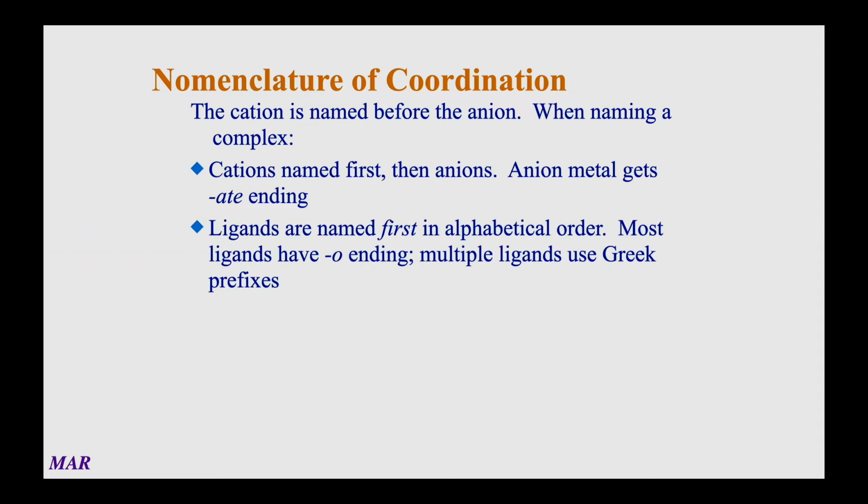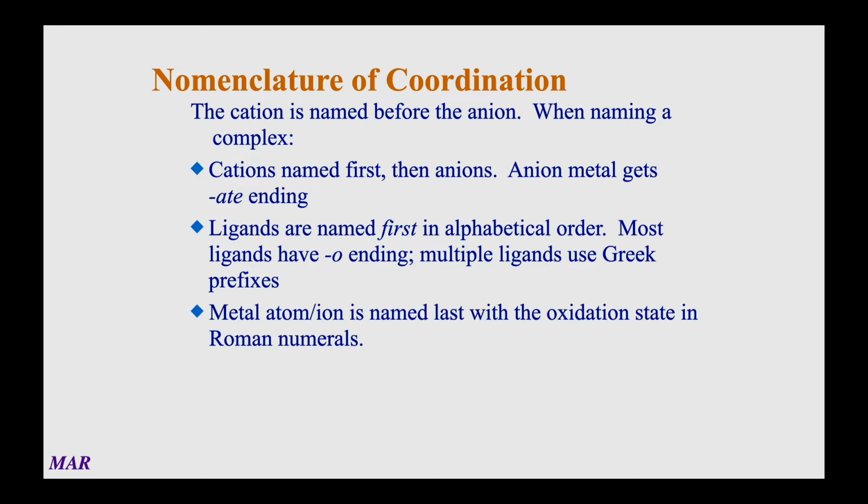Ligands are named first in alphabetical order, so ligands before the metals, all right? Most ligands will have an O ending, but if you have multiple ligands, you have to use Greek prefixes, di, tri, stuff like that. The metal atom or ion is always named last, and the metals always have the Roman numeral oxidation state following them. That's not always the case in some of the compounds we've seen, but anyway, if you do need one, it does need to be included in these coordination compounds nomenclature rules.